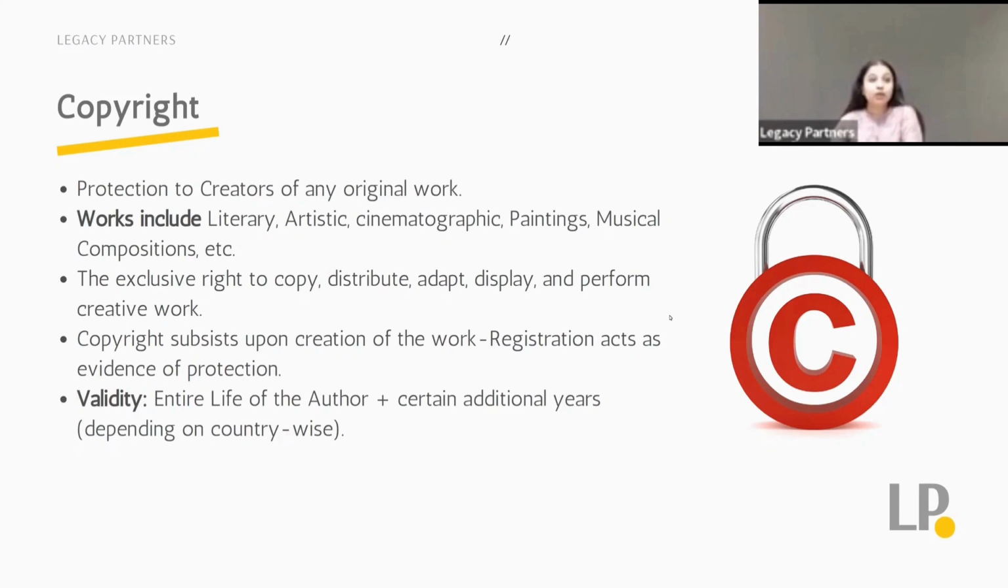Now, coming to the validity of a copyright, it is generally valid for the entire life of the author plus certain additional years. This additional period depends on the country. For example, in India, the validity is the entire life of the author plus 60 years. This would vary according to the country in which the copyright is registered.